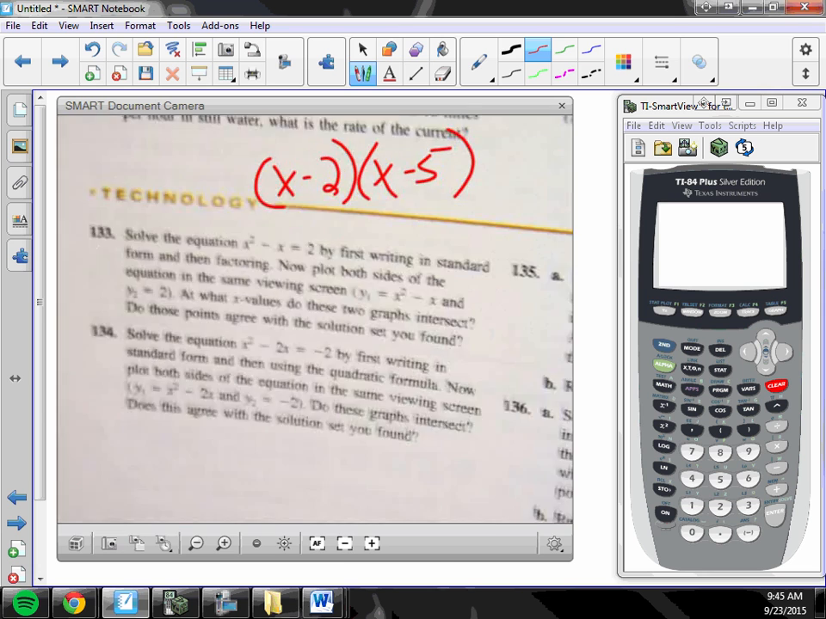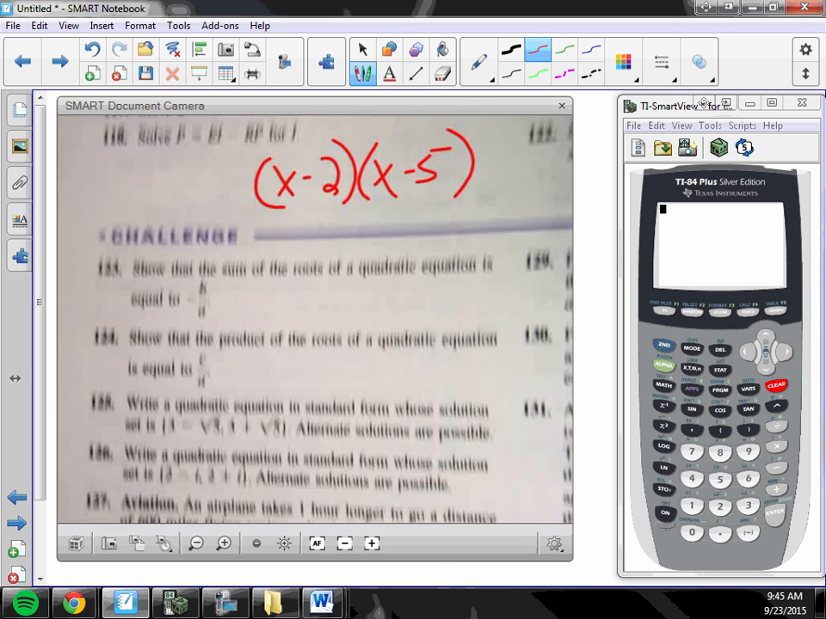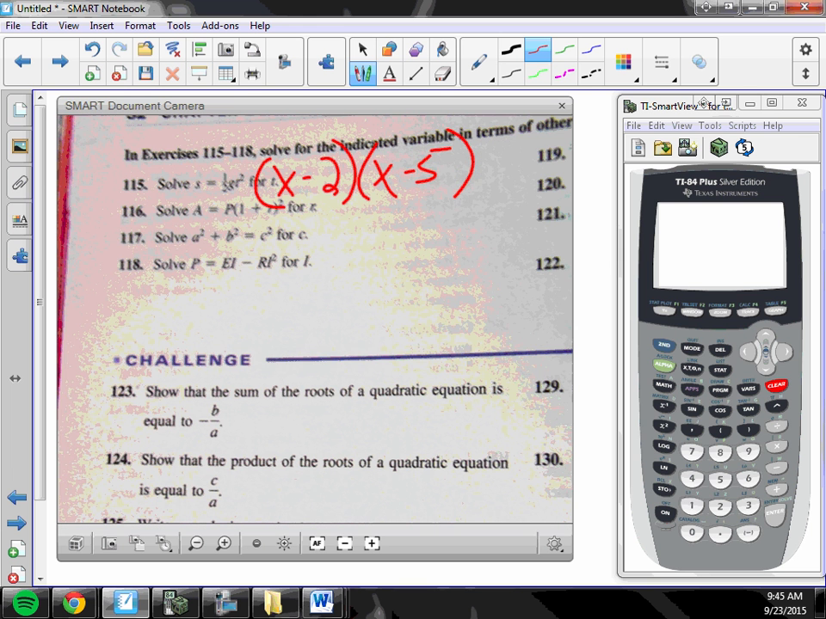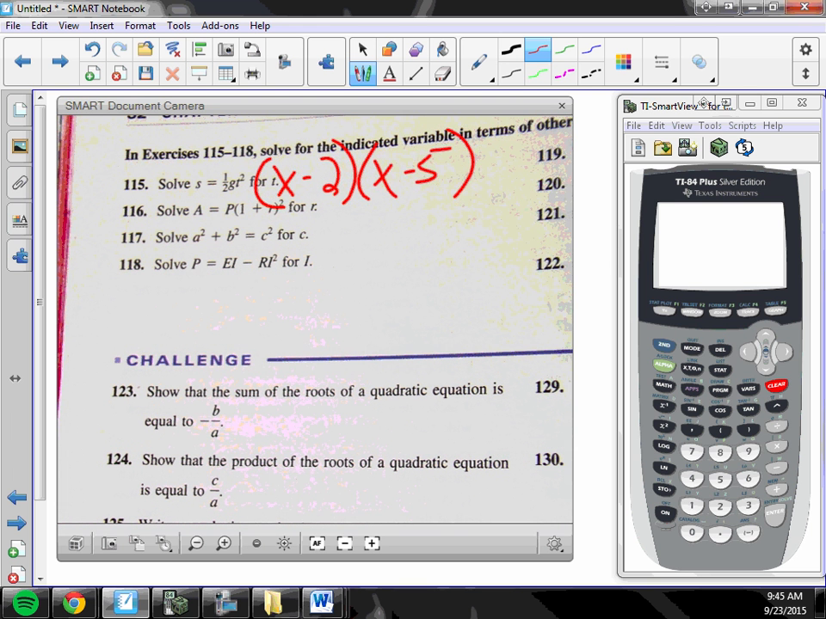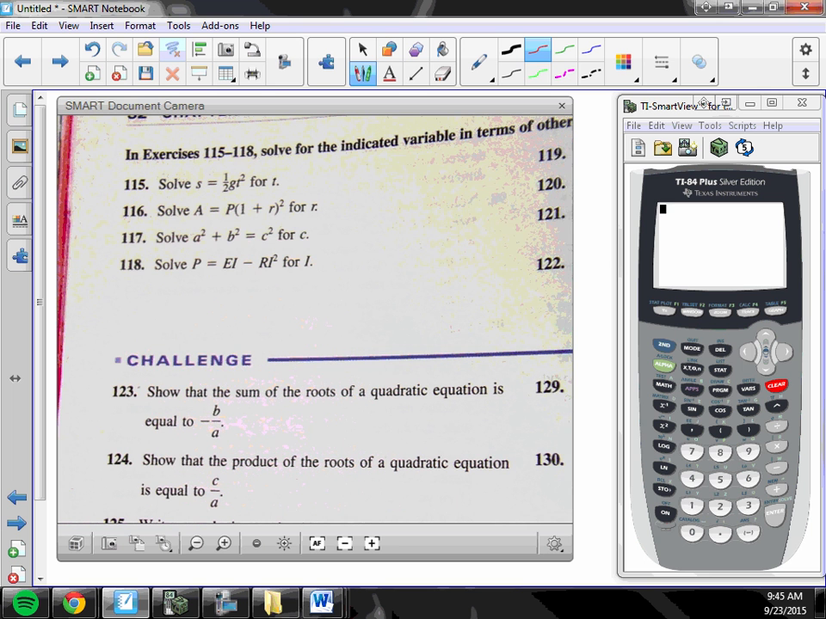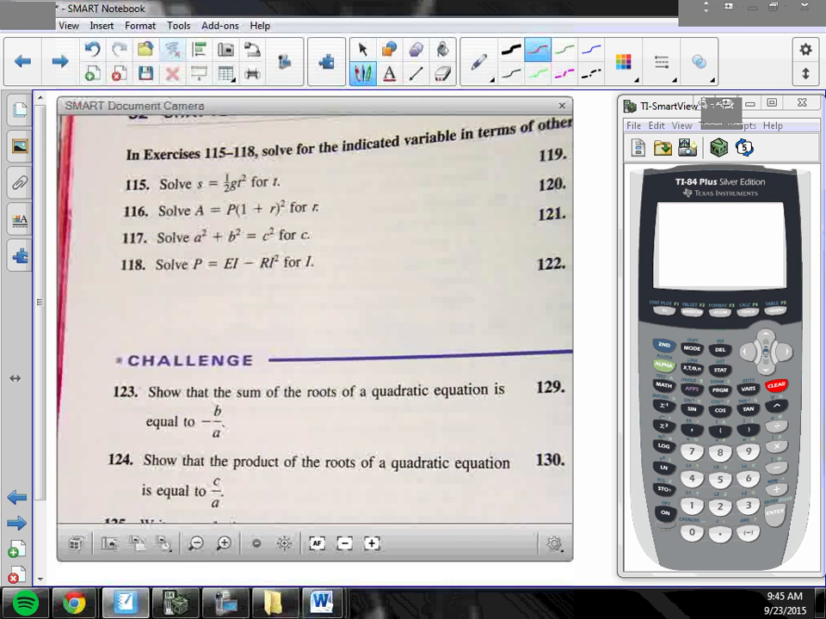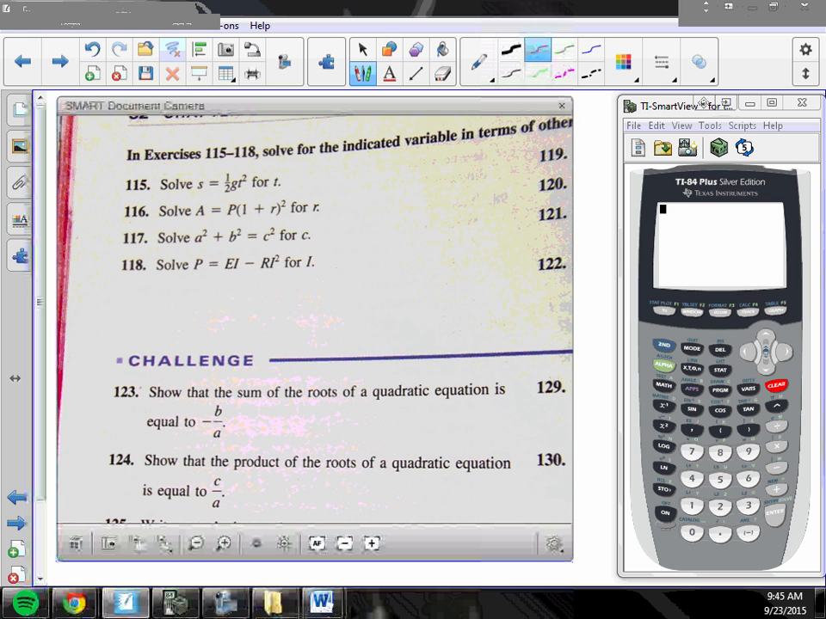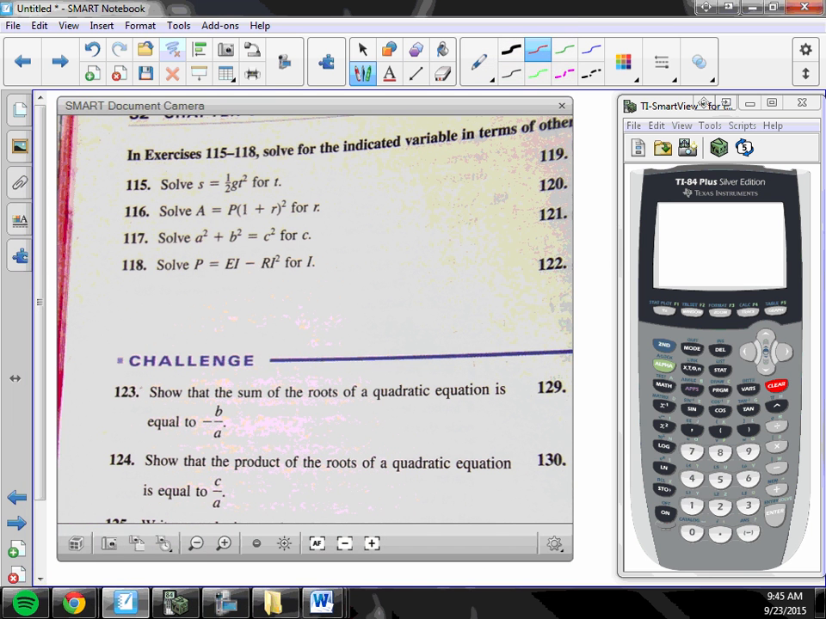So in 115 to 121, you're just solving more generic equations. So how are you going to do 115? Times by 2, divide by g, square root, and don't forget the plus or minus. Okay, how about 117? Square root both sides. That one was easy.